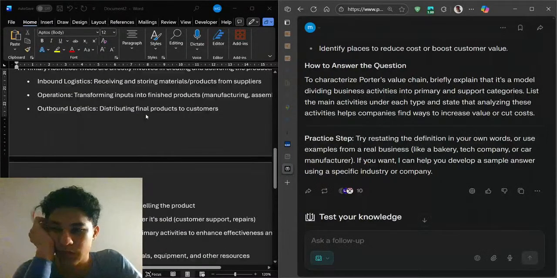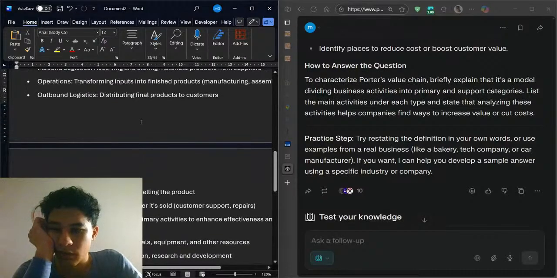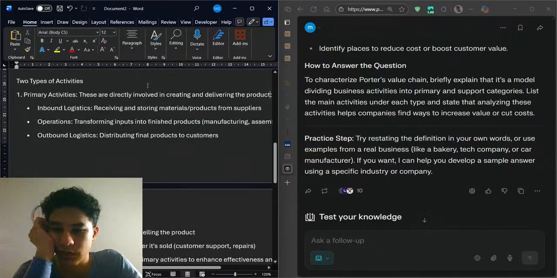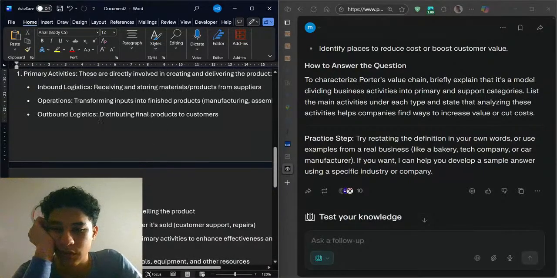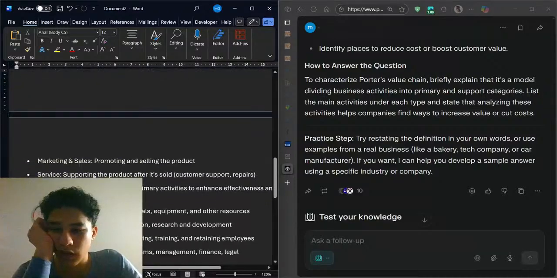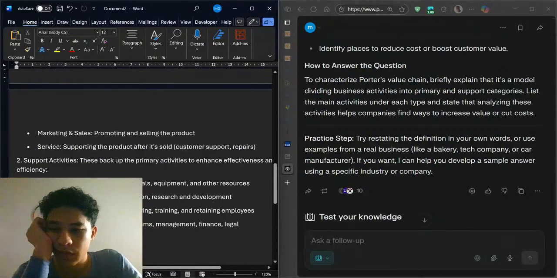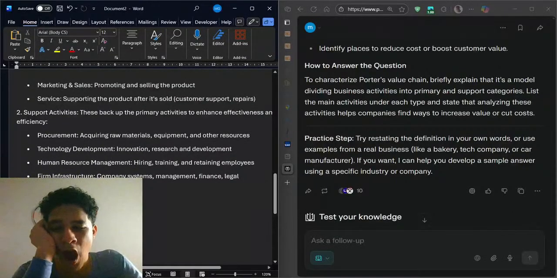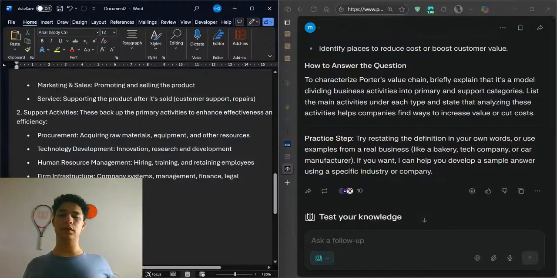Inbound logistics, operations, outbound logistics. Inbound logistics, receiving and storing materials and products from suppliers. Operations, transforming inputs into finished products. Outbound distribution, distributing final products to customers. Marketing and sales, service. Support: procurement, acquiring raw materials, equipment, and other resources. Technology development and innovation, research and development. Human resources management, hiring, training, and retaining employees. Firm infrastructure, company systems, management.